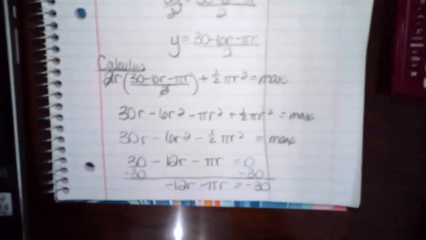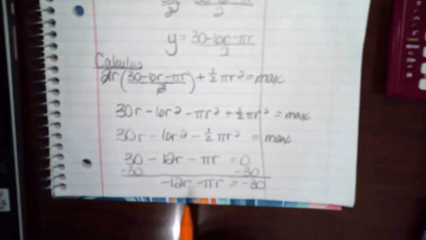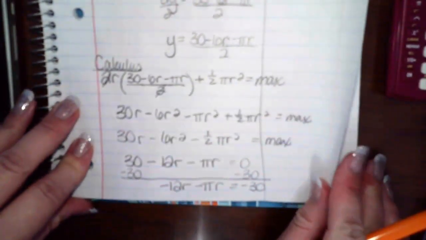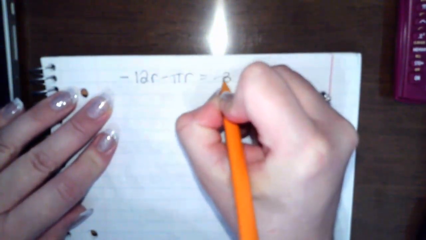Let's see if you can see a little bit better. I can divide out an r. So what I have is a negative 12r minus pi r. Hang on. Negative 12r minus pi r equals negative 30. So I'm going to take that, and I'm going to factor out an r here. Remember, pi is a number.